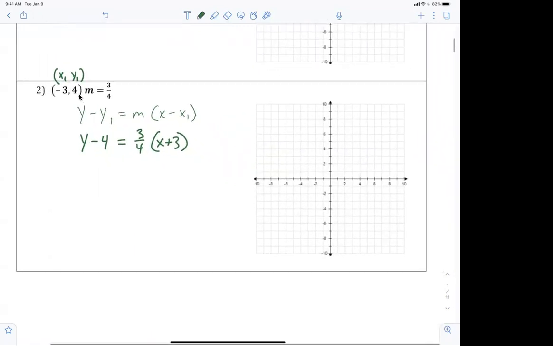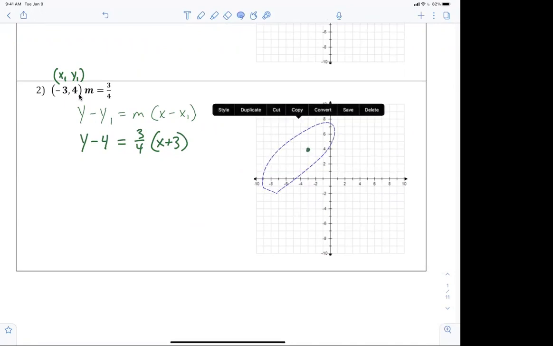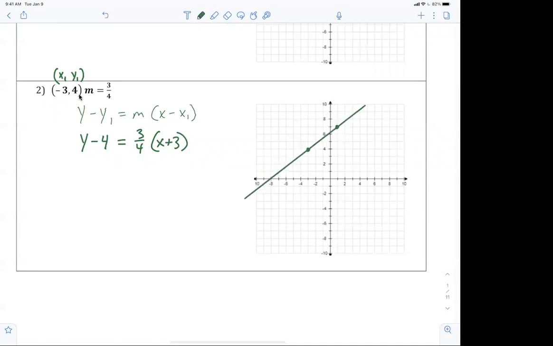So now with that in mind, we have to plot the point -3, 4. So I go -3, and then I go up 4. From that point, I go what? Up 3 and to the right 4. And there are your 2 points. And now you can graph your line. Is everybody back in the game on that?